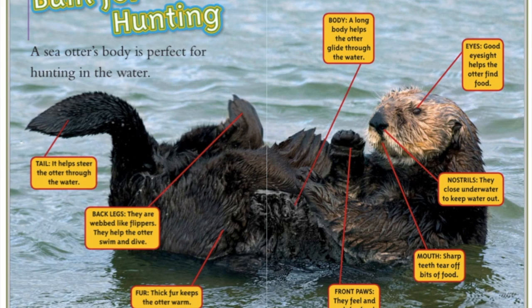An otter has fur. Thick fur keeps the otter warm. It also has front paws. They feel and grab for food with those front paws. They have a mouth with sharp teeth to tear off bits of food. And they have nostrils on their nose. They close underwater to keep the water out. And they have eyes, good eyesight, that helps the otter find food. And the body is long and it helps the otter glide through the water.